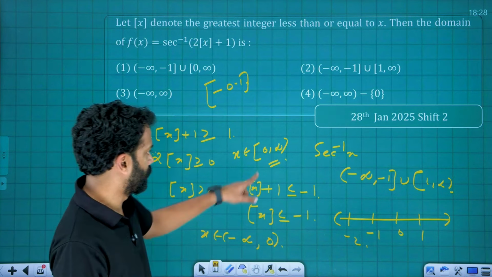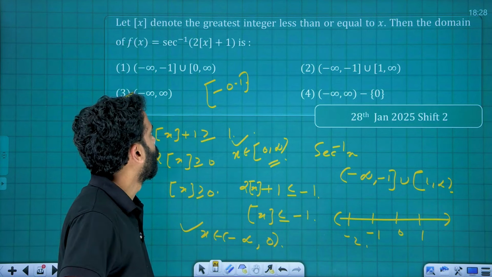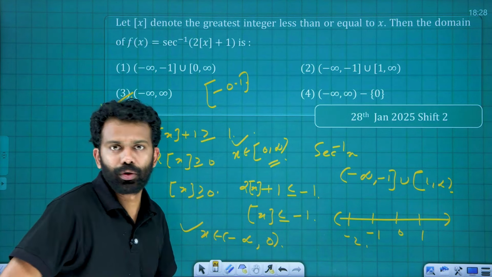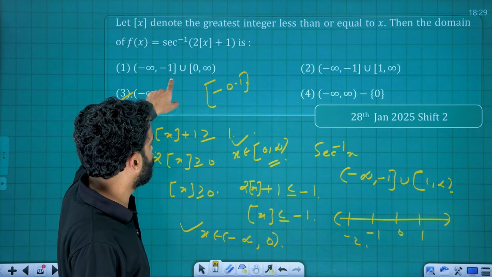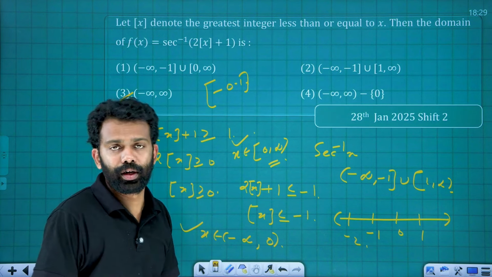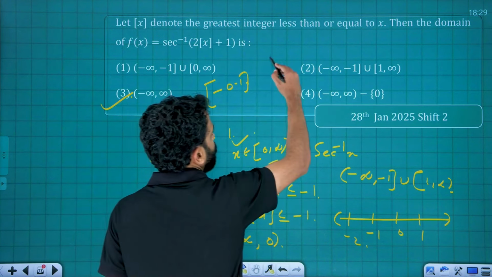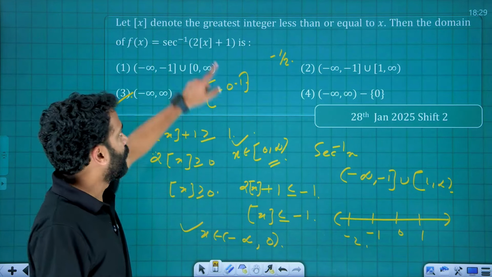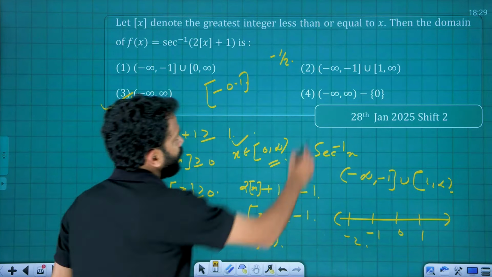There is one more option here. 0, if you substitute here, there is no issue. For questions like this, I will tell you a shortcut. First take this option, minus infinity to minus 1 union 0 to infinity. Tell me a number between minus 1 and 0. That is minus 1 by 2. Substitute minus 1 by 2 here. What will you get? That is sec inverse.